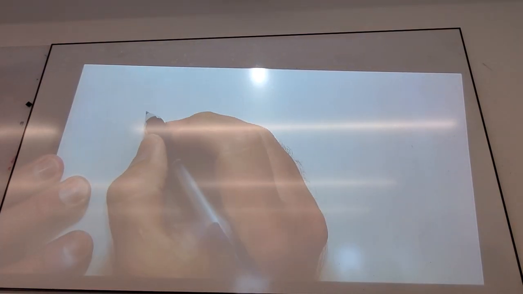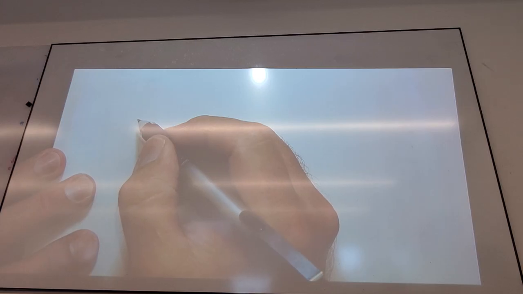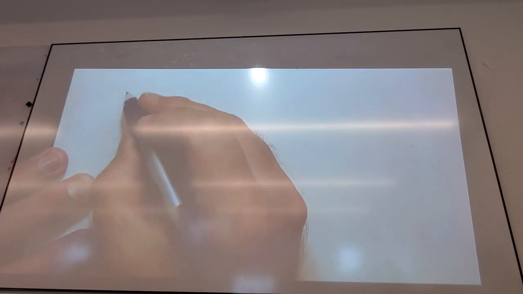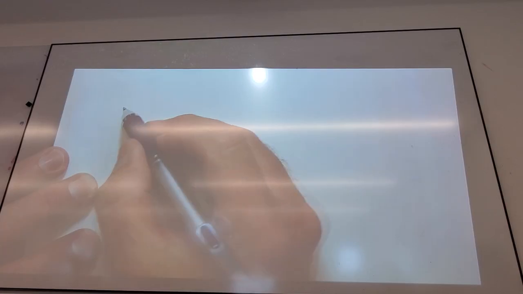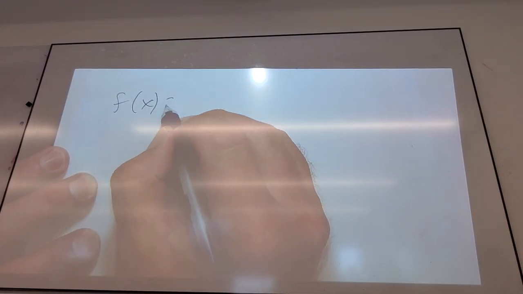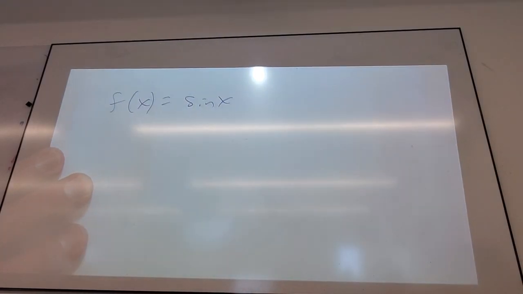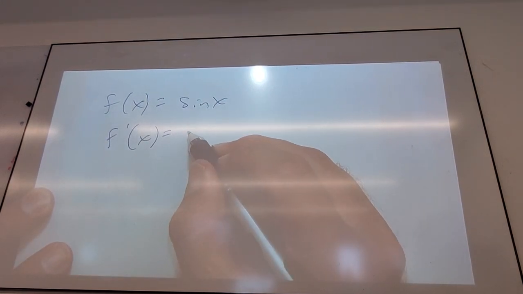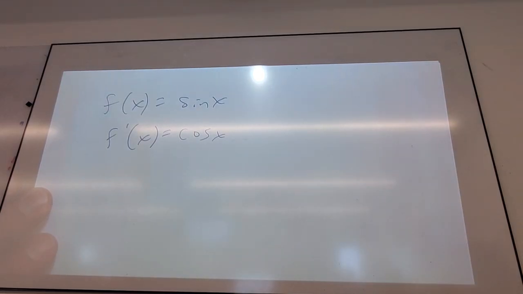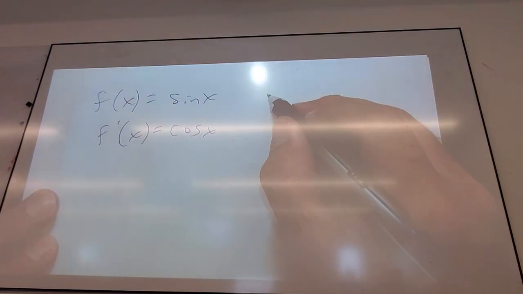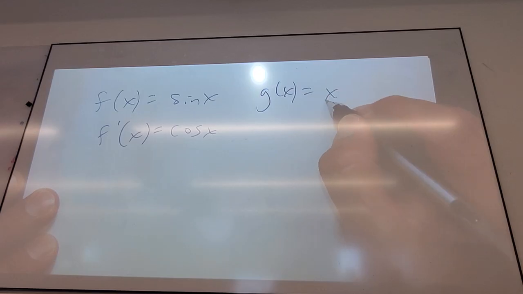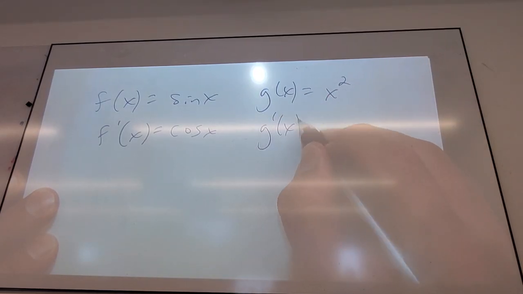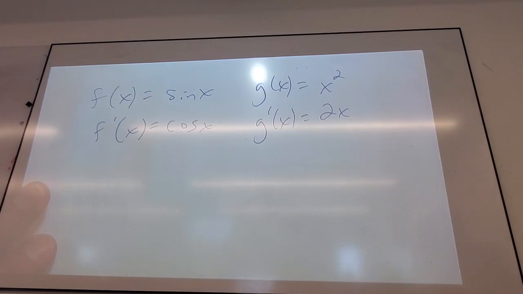Last thing. This is kind of a big thing. So we know, for example, how to take the derivative of that, yes? What's the derivative of that? Cosine x. Cosine x. Is that cool? We know how to take the derivative of this. What's this guy's derivative? 2x. 2x. Yes?